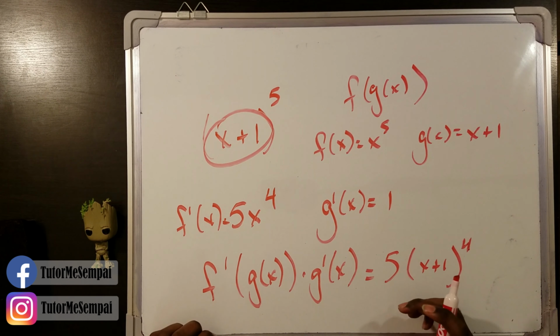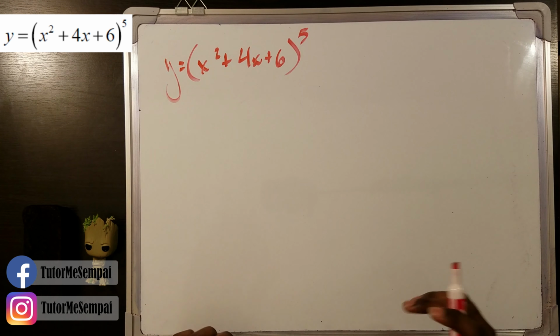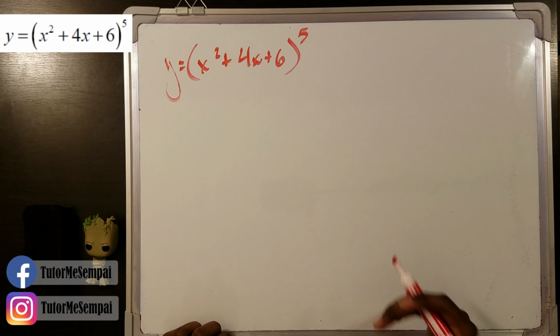Our example says we have y equal x squared plus 4x plus 6, all to the 5th power. Let's see, are we going to use our chain rule? Yes, our chain rule is going to be necessary because this is a composite function. We can say y equals f of g of x, and f is going to be our outside function. So what is our outside function?